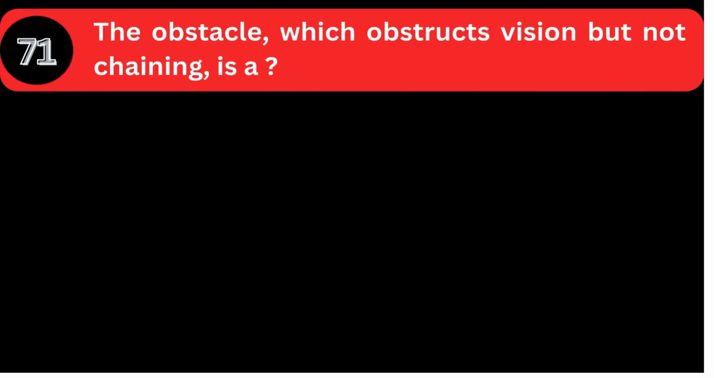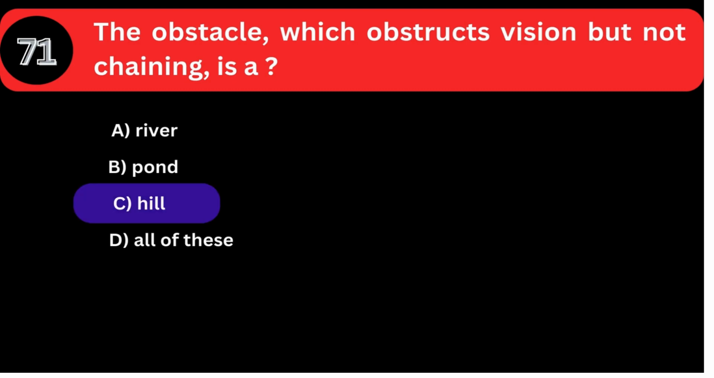The obstacle which obstructs vision but not chaining is. Options: A. River. B. Pond. C. Hill. D. All of these. Answer: C. Hill.